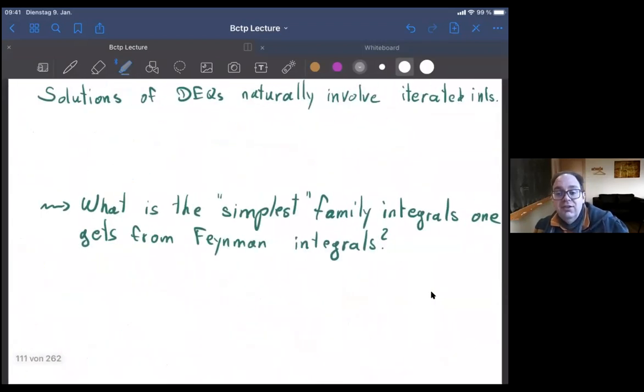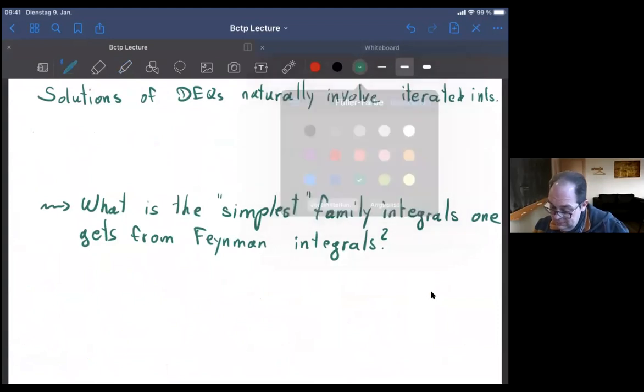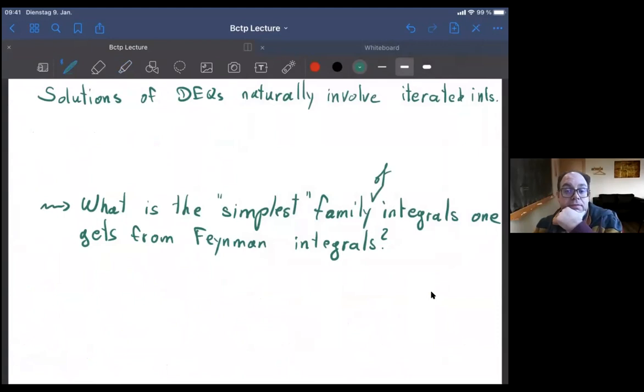So the natural question you can ask is, what is the simplest class of iterated integrals that you get from computing Feynman integrals? Okay. And so this will be the next part of the lecture. We'll now look at the simplest class of functions that you can get, and we'll try to understand their properties. And the reason for doing that is because those are the things that show up.